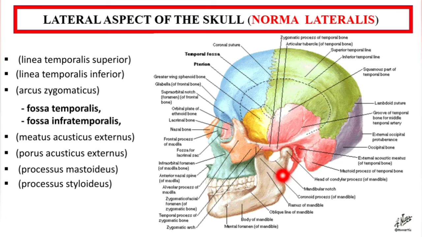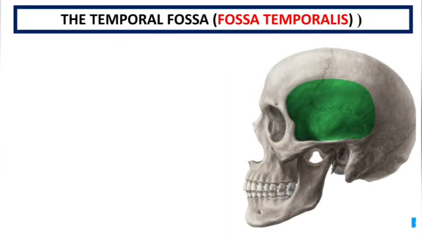The other thing you need to know is that the mastoid process in infants, you won't find it, right? But as we mature, it becomes more prominent. And another important fossa: if you cut here on the maxilla and remove this zygomatic arch, you see another fossa called the pterygopalatine fossa. It's deep inside. So in the next part, we are going to cover these fossae: the fossa temporalis, fossa infratemporalis, and the pterygopalatine fossa. So let's start with the temporal fossa.